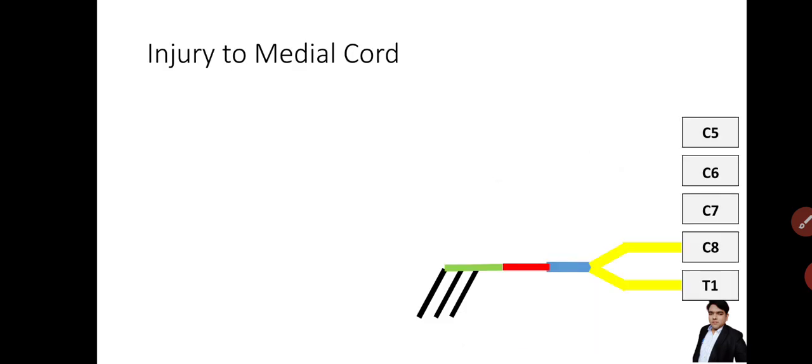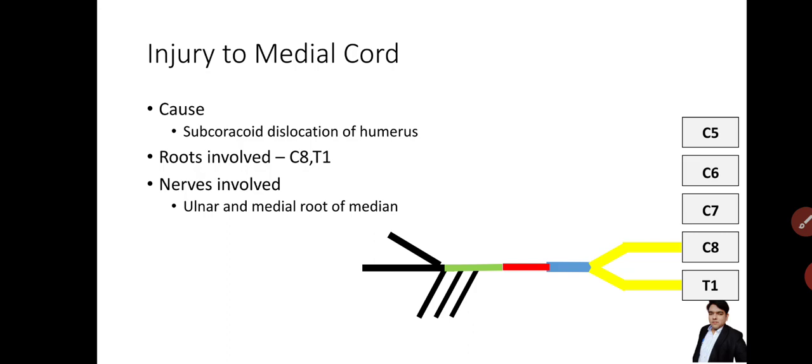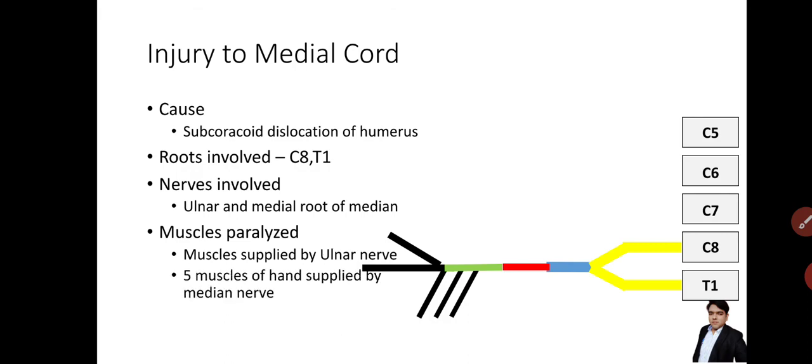Now injury to the medial cord. The cause is the same, subcoracoid dislocation of the humerus. Roots involved are C8, T1. Nerves involved are the ulnar and the medial root of median. So this is ulnar and this is the medial root of median. Muscles paralyzed: muscles supplied by the ulnar nerve, and five muscles of the hand supplied by the median nerve. So mainly the ulnar nerve supplies the muscles of the hand and the medial side of the forearm.